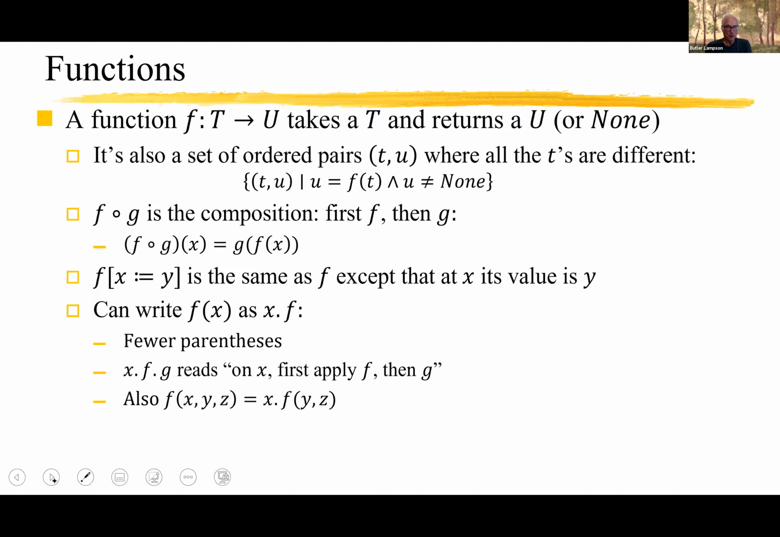If you want to change the value of a function, here's the basic notation for that. f[x → y] is the same function as f, except that at x, its value is y. And the final fragment of notation is that quite often it's convenient to write f of x as x.f. There are fewer parentheses, and it reads better because you can think of x.f.g as: on x, first apply f, then apply g. And you can keep on doing that for as long as you want. People that are really into functional programming don't have any trouble with g(f(x)), but I find it difficult.